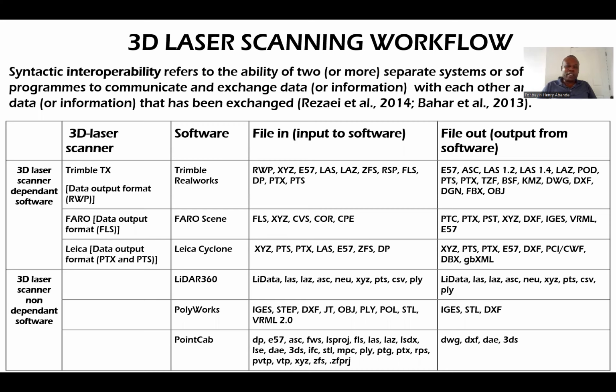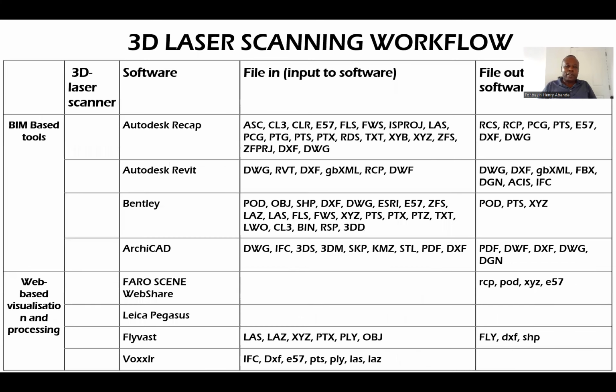Okay, so we have the 3D laser scanners on the extreme left. Then they tell you the different type of software that can actually read data from those 3D laser scanners. So if you use Trimble TX, you are likely going to take the data into Trimble Reworks. Faro can go to Faro Sim. And then Leica Cyclone. But it's still another table just for your learning.